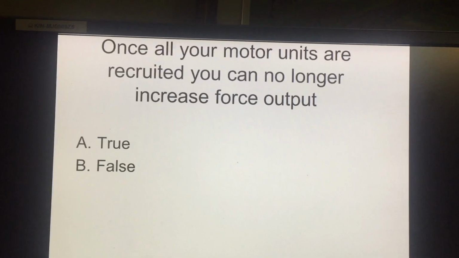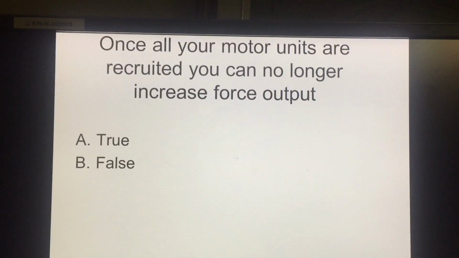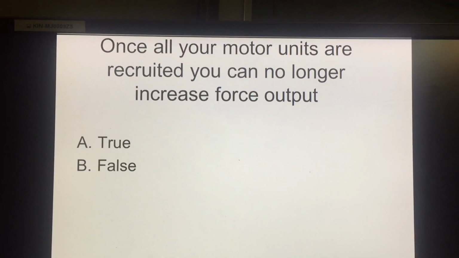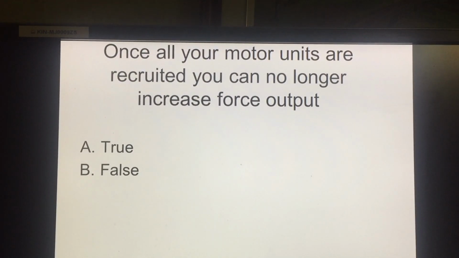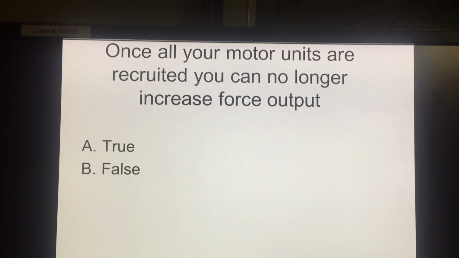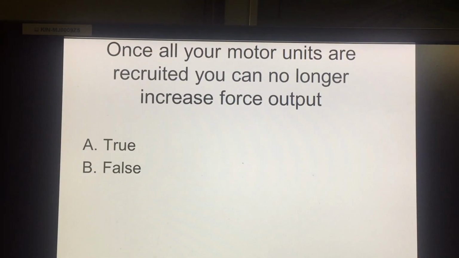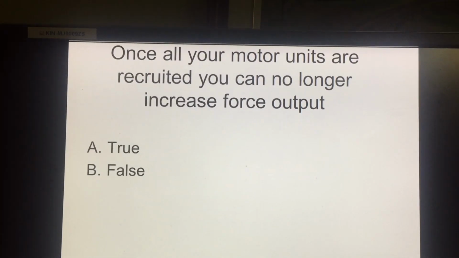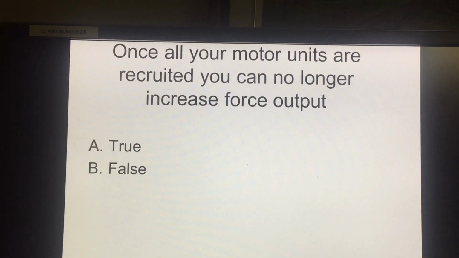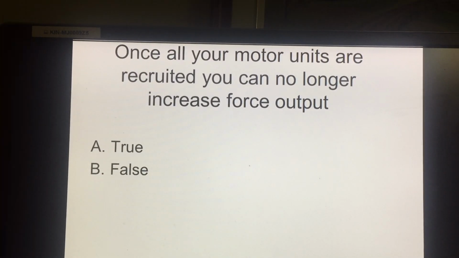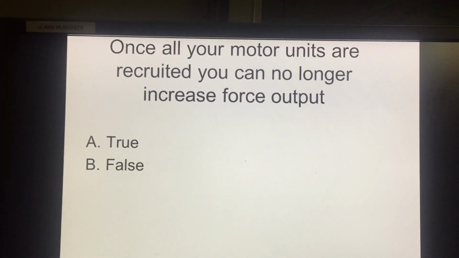A couple of multiple choice questions for you. Once all your motor units are recruited, you can no longer increase force output. Is this true or false? This would be false. You can also increase your force output by increasing the firing frequency of your motor units. So once all your motor units are recruited, you can still increase your force output and your strength by increasing the firing frequency of those individual motor units.